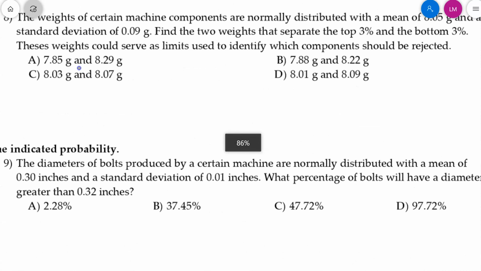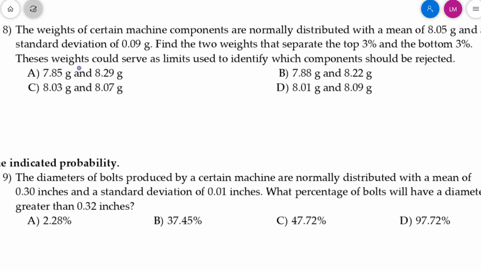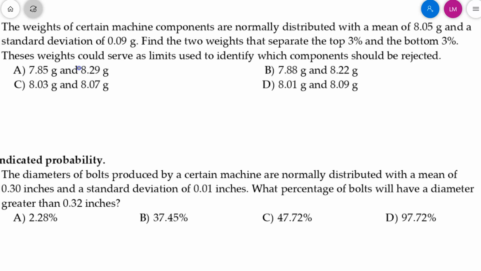All right, that's good. Okay, now, this question is: the weights of certain machine components are normally distributed with a mean of 8.05 and a standard deviation of 0.09. Find the two weights that separate the top 3% and bottom 3%, where the weights could serve as limits used to identify which component should be rejected. So now this one is a little bit more involved.